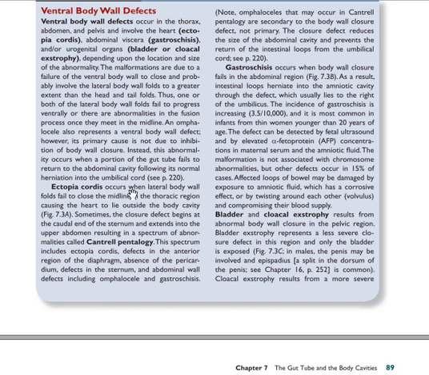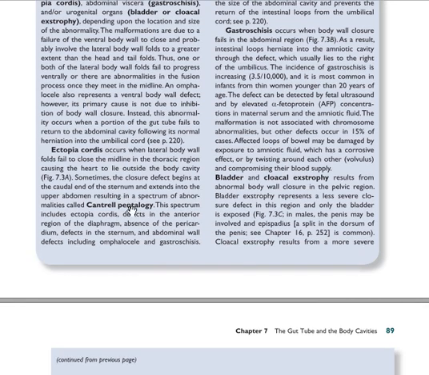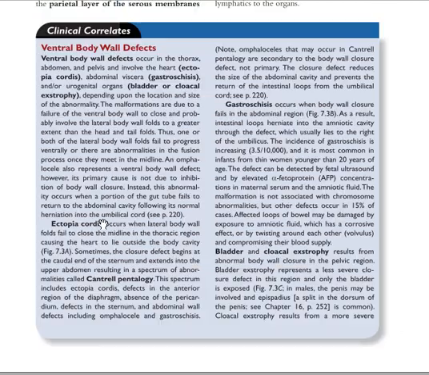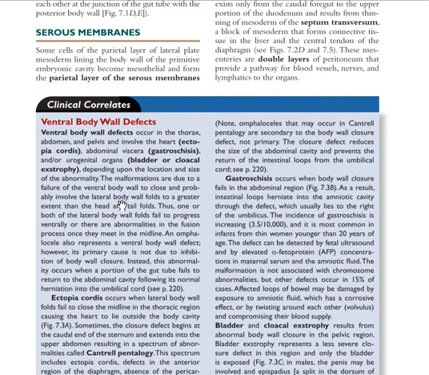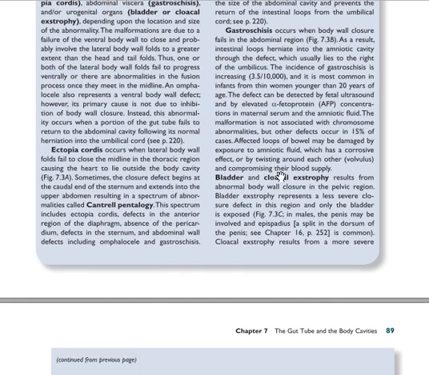Now we need to know that ectopia cordis can also be part of a spectrum of disease called the Cantrell pentalogy. Is it clear? So that's the clinical correlation for ectopia cordis, when the heart is not enclosed. Note also that the omphalocele may occur in the Cantrell pentalogy secondary to the body wall defects. So we have what is called the Cantrell pentalogy.